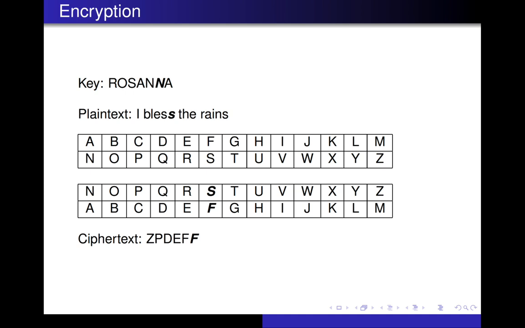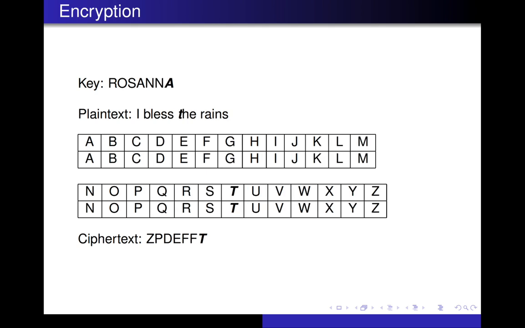The next N gives us our next key. We look below S, we get F again. We use the letter A in the key to make our key, and then we look below T, and that gives us a T. And now we're at the end of our keyword, and that could be a little bit disturbing because we're not out of letters for our plain text.